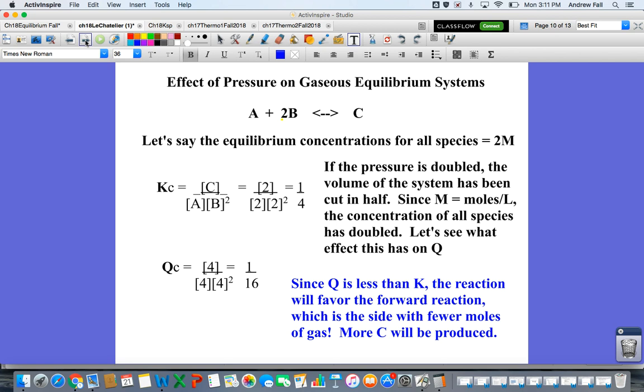So let's take a look at what that does to Q. Now all our molarities have gone from 2 to 4, and when we plug that into the Q expression, which is the same thing as K, it just represents your equilibrium expression at any point in time, you can see that you get a value of 1/16, which is substantially less than K. So what's going to happen is the reaction will shift forward to reestablish K. However, I want to point out that K never changed. It just made it so that you had to make more product to get back to its K value.